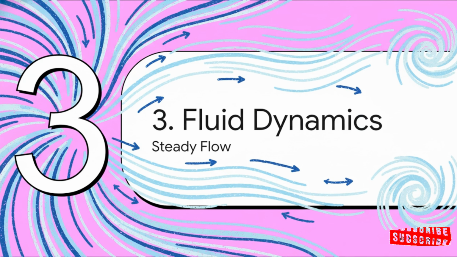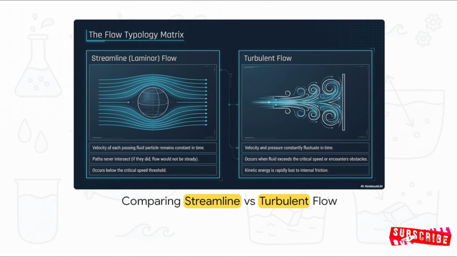All right, Section 3, Fluid Dynamics, Steady Flow. Let's get these fluids moving. Before you even think about applying any dynamic equations on your test, you've got to determine the flow type. Are you dealing with nice, neat, streamlined laminar flow or chaotic, turbulent flow? Streamlined flow happens below a certain critical speed. The velocity of every passing particle stays perfectly constant over time, and their paths never, ever intersect. But the second a fluid exceeds that critical speed or hits a major obstacle, it devolves into turbulent flow, where velocity and pressure are just wildly fluctuating.